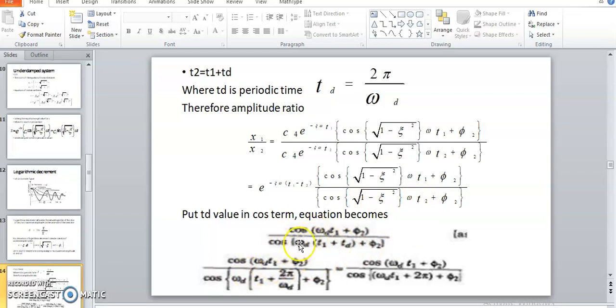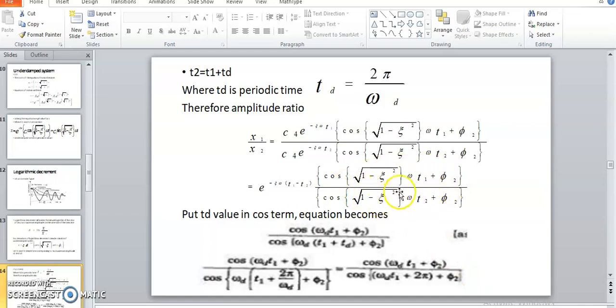Now again expanding this, cos of omega d t1 plus phi, and cos of omega d t1 plus td, where td now becomes 2 pi by omega d, plus phi. Now cos of 2 pi plus theta is equal to cos theta. So omega d cancels and it becomes cos of omega d t1 plus 2 pi plus phi, which is cos theta. Similar to the numerator, the denominator appears like this, where theta is omega d t1 plus phi. As numerator and denominator are the same, they cancel and the ratio becomes 1.